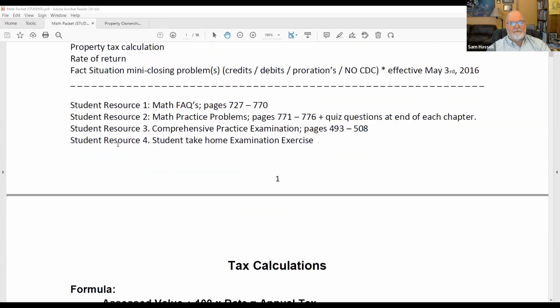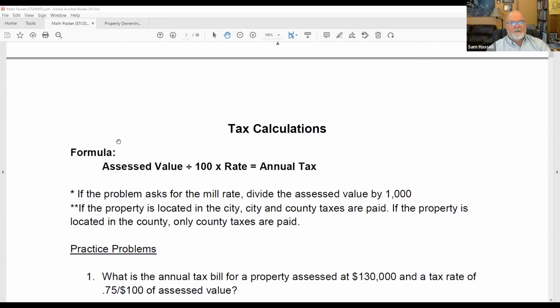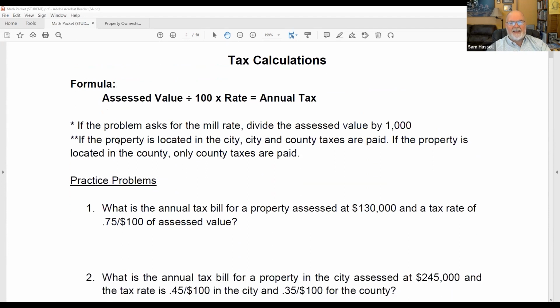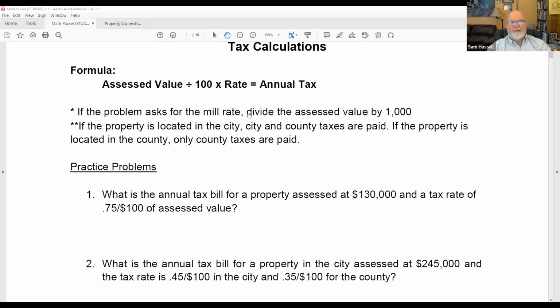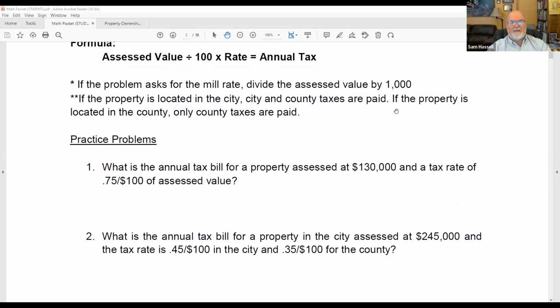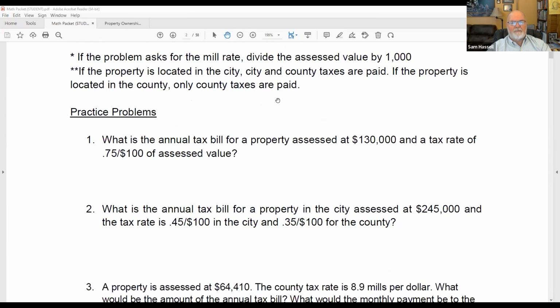So you can read all of this stuff if you wish. We're going to concern ourselves right here with the tax calculations. So we're going to give you the formula: assessed value divided by 100 times the rate. That's going to tell us the tax. So if it asks for a millage rate, divide the assessed value by 1,000. If the property is located in the city, the city and the county taxes are paid. If the property is located in the county, only the county taxes are paid.